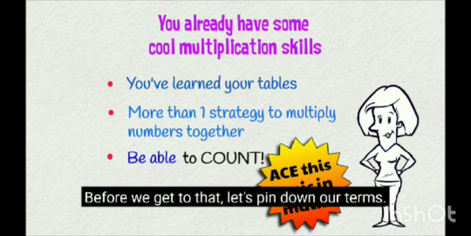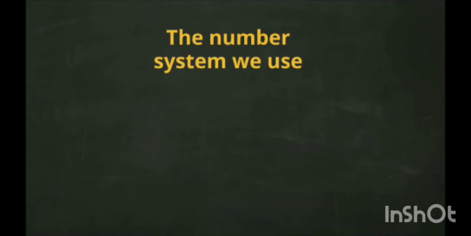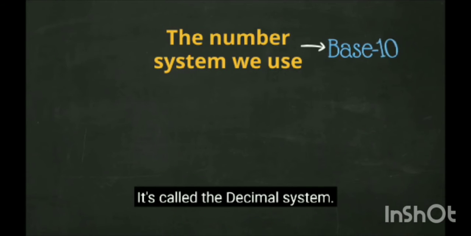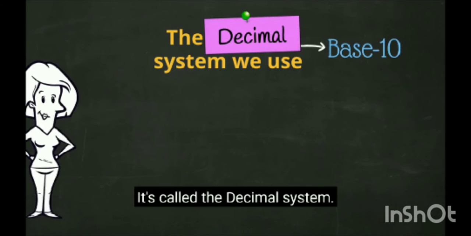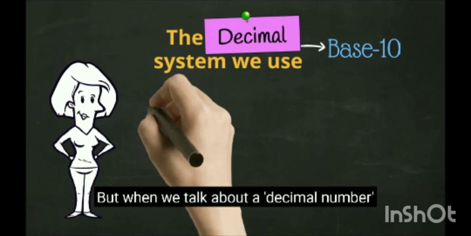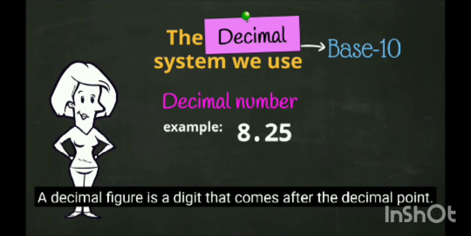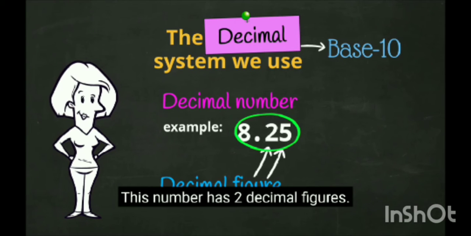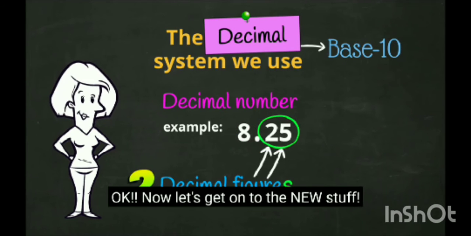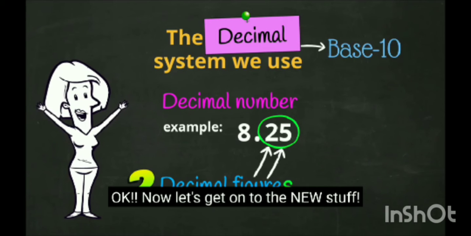Before we get to that, let's pin down our terms. The number system we use is the base 10 system. It's called the decimal system. But when we talk about a decimal number, we mean a number with a decimal point and some figures after it. A decimal figure is a digit that comes after the decimal point. This number has 2 decimal figures. Okay, now let's get on to the new stuff.